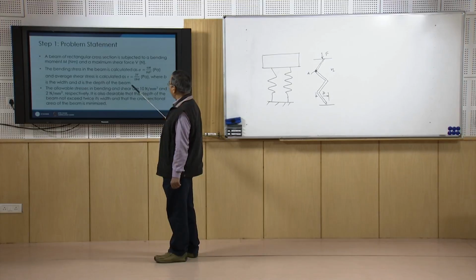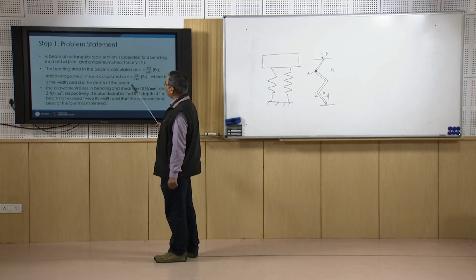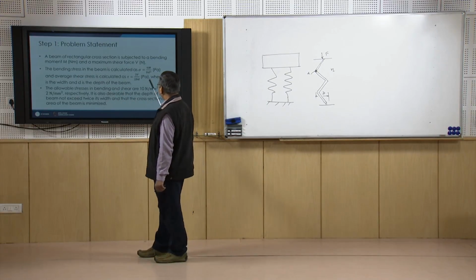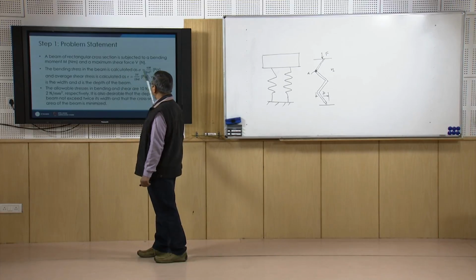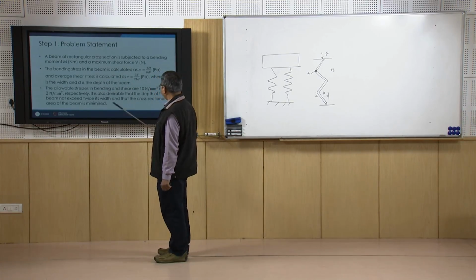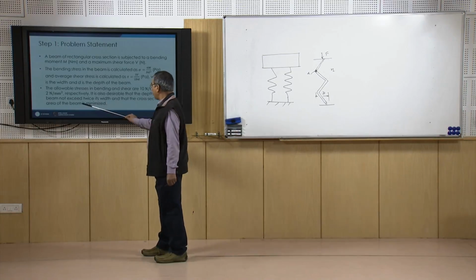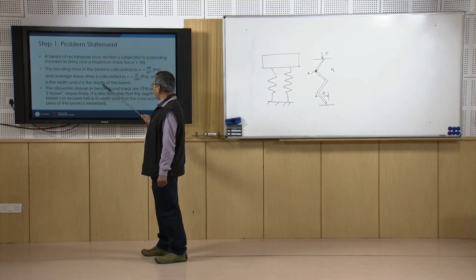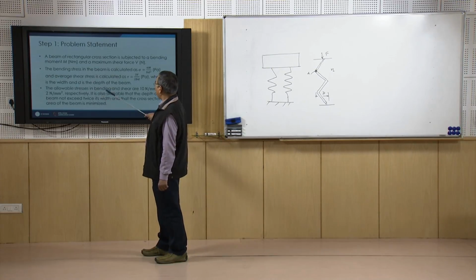So, from this problem statement you can see that we are talking about two design variables, and these design variables are B and D, that is the width of the beam and the depth of the beam, and the objective function is the cross sectional area of the beam, which is to be minimized. So, this is the objective function, and other things are constants.